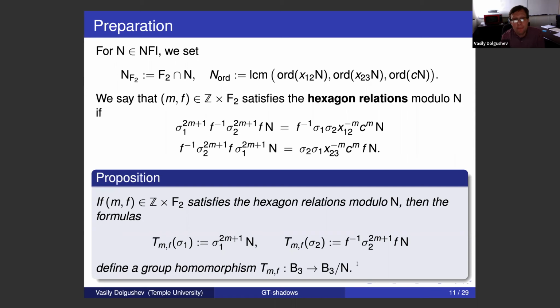In fact, if you remember, the relation of B3 is sigma 1, sigma 2, sigma 1 equals sigma 2, sigma 1, sigma 2. So in some sense, you see pieces of that. If you take sigma 1 and send it here, you get this. If you apply it to sigma 2, you get this. And this is precisely the product of the image of sigma 1, sigma 2, and this is the image of sigma 2, sigma 1.